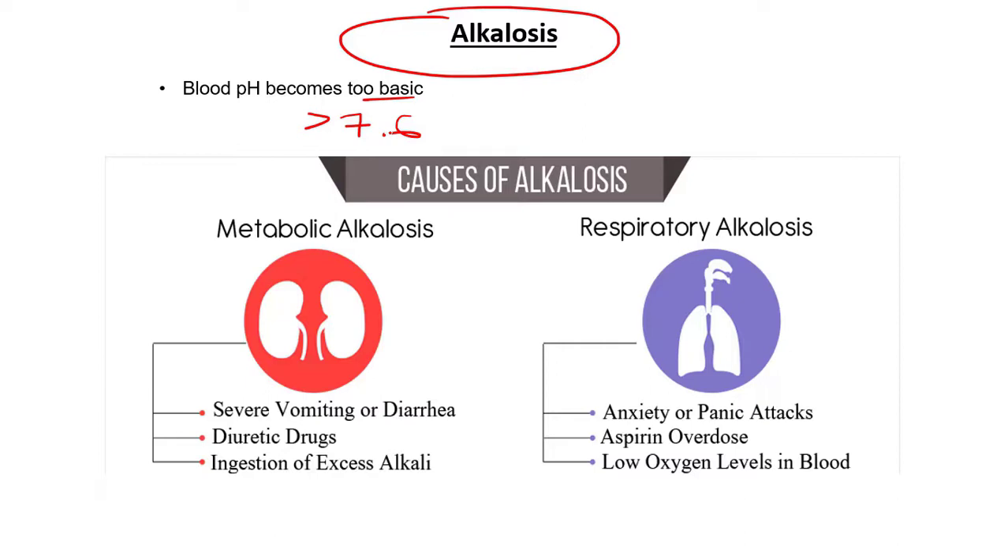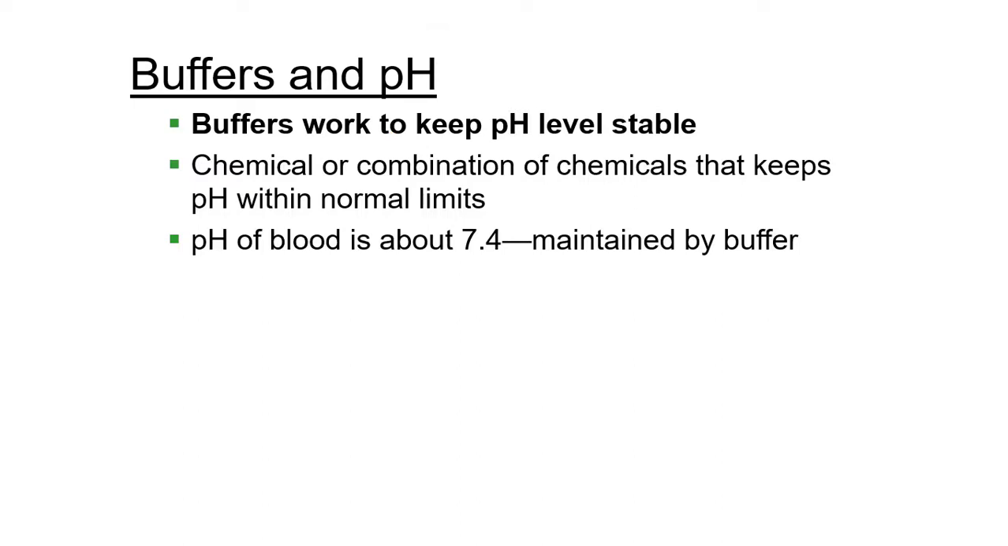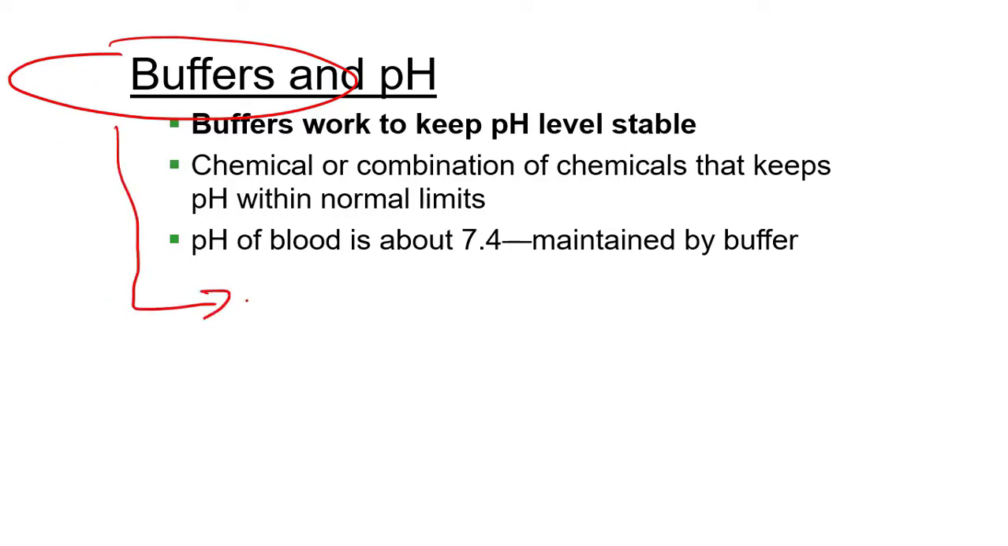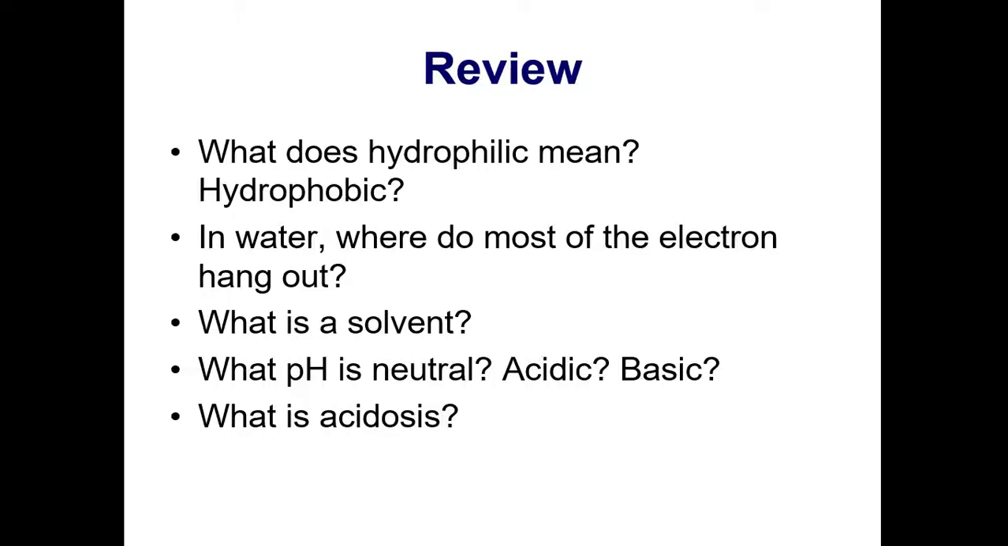Now, luckily in your body, you have these molecules called buffers, and buffers work to help keep pH stable. So the job of the buffer is always to stabilize pH and maintain it to where it needs to be. So in our body, for example in our blood, buffers act to maintain the pH at 7.4. And as always, there are some review questions here, which we'll go over in class.